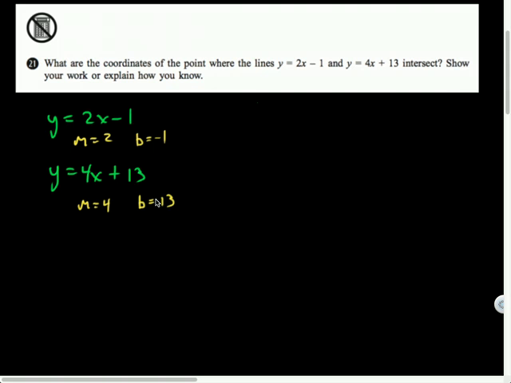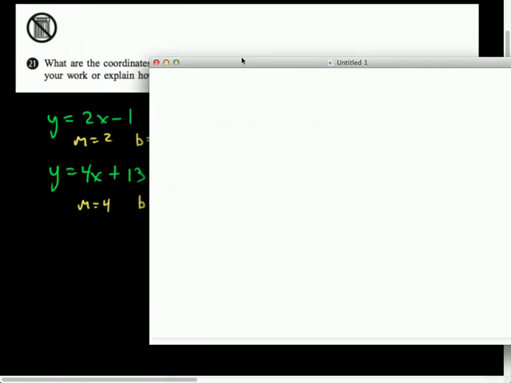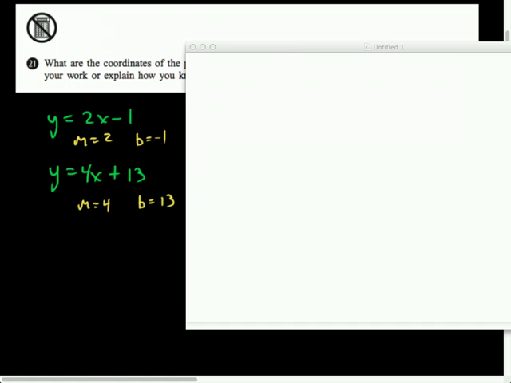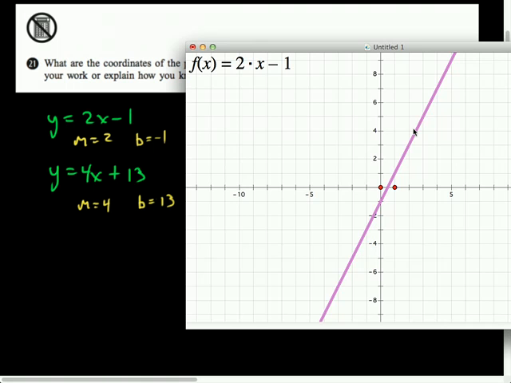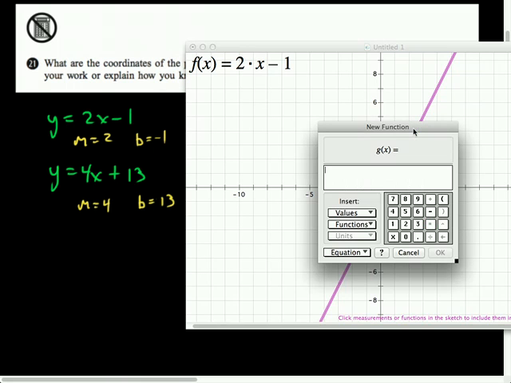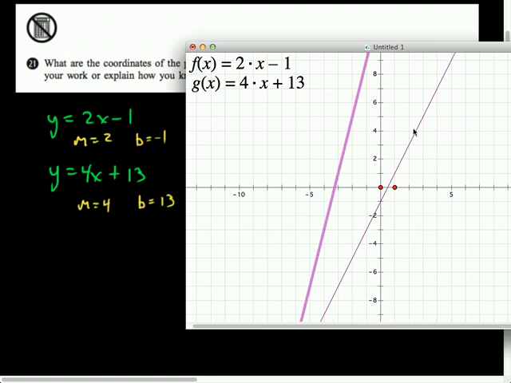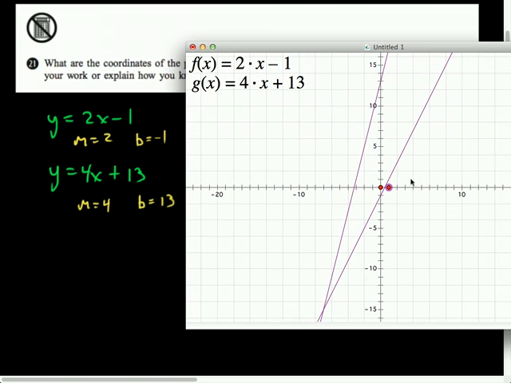And actually, I'm just going to quickly graph it here in my Geometer's Sketchpad. So 2x minus 1. Bam, there's our first line. And if I graph 4x plus 13, there's my second line. If I was to graph these by hand, for the first line you'd go down to -1 for the y-intercept, and then you'd go up 2 over 1, up 2 over 1, up 2 over 1, plot some points and draw them.